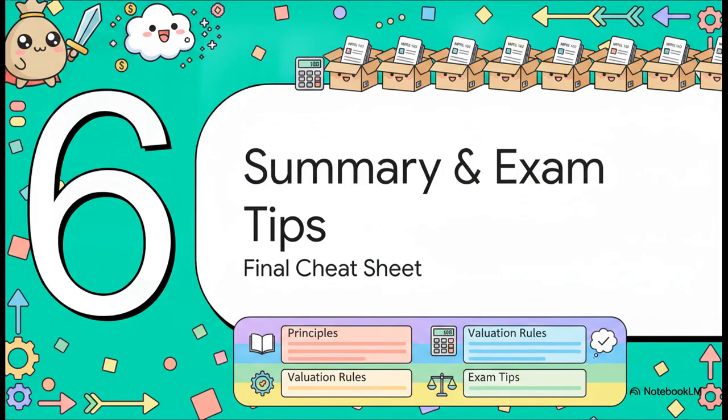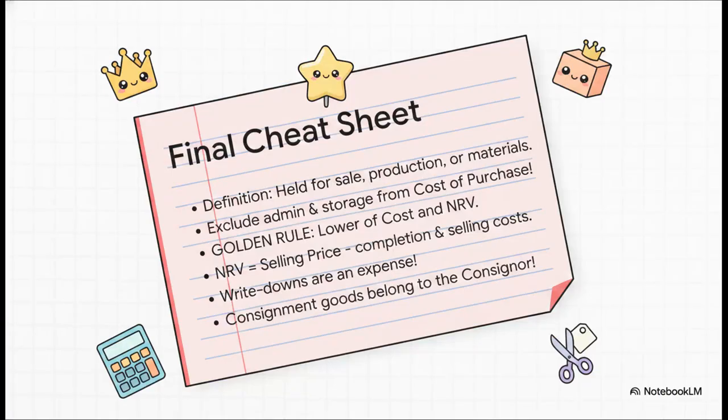And finally, part 6, summary and exam tips. And just like that, you survived the boss battle. Let's lock all this amazing knowledge into your brain with a rapid-fire review. First, know the 3 parts of the definition: held for sale, production, or materials. Second, memorize what to exclude from the cost of purchase. No admin, no storage, no exchange losses.